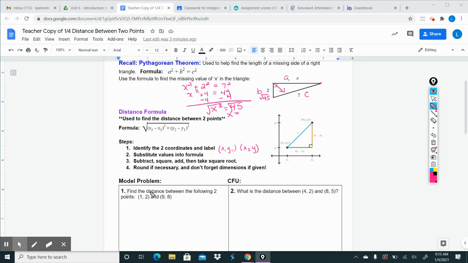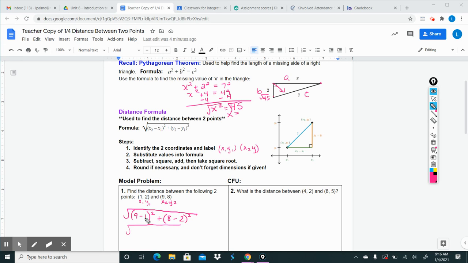Now, for example number 1, we want to find the distance between the 2 points, (1, 2) and (9, 8). So we have x1, y1, x2, y2. Utilizing our formula, we identify the two coordinates and label them appropriately. Now we're going to substitute them into our formula. So we have the square root of x2 minus x1, so x2 is 9 minus x1, which is 1, squared, plus y2, which is 8, minus y1, which is 2, squared.